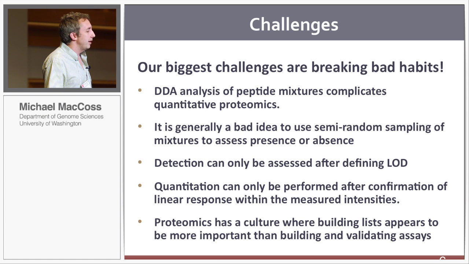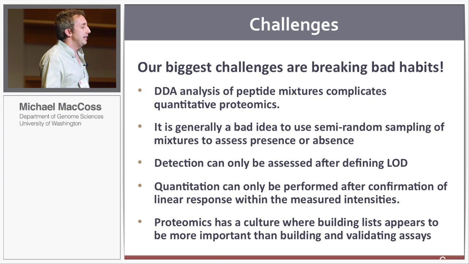And I think it's generally a bad idea to use semi-random sampling of a mixture to assess presence or absence. We, of course, can assess presence, but then the question is, can we begin to assess absence? And absolutely not. If you're using a semi-random approach to collect data, we probably can't. There's also this general rule of thumb in any sort of analytical chemistry that you can't define detection unless you first define your limit of detection. So this, of course, requires standards and careful validation of your assay.